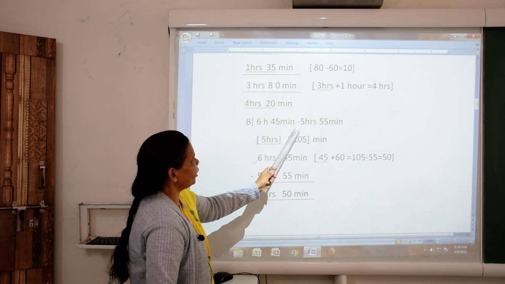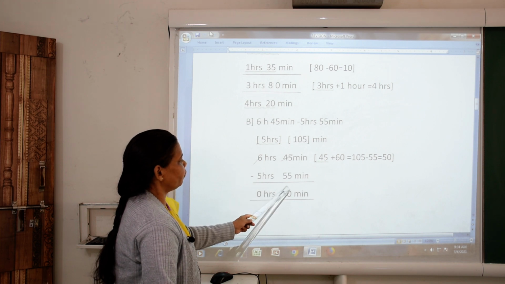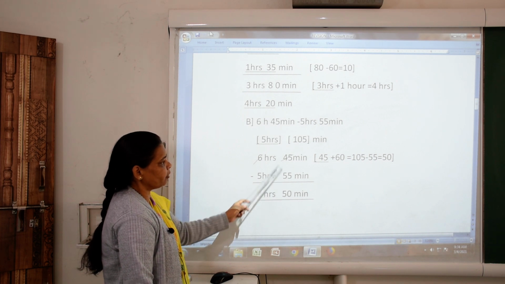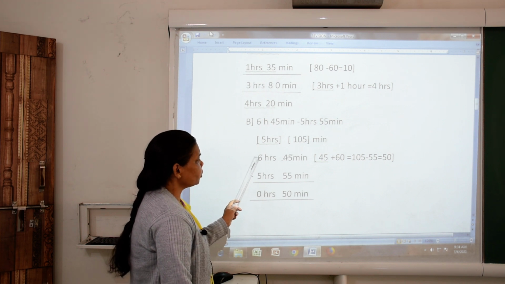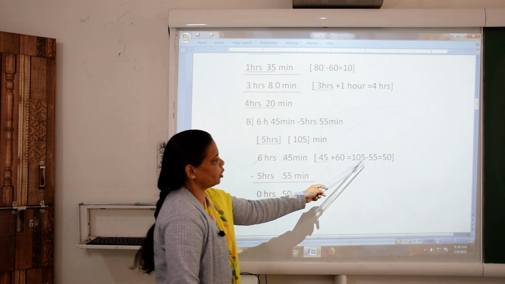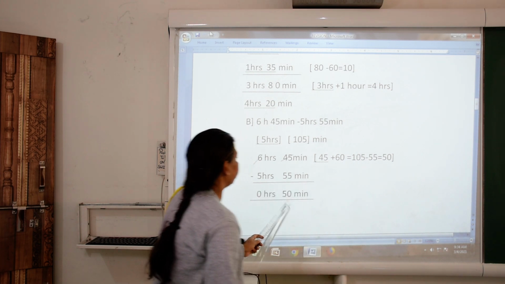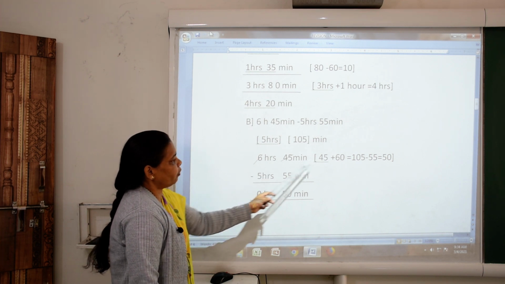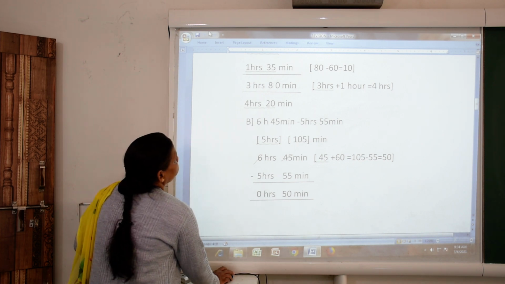Subtraction: 6 hours 45 minutes minus 5 hours 55 minutes. When you subtract, 55 cannot be subtracted from 45. So you have to borrow 1 hour from here, which is 60 minutes. So 45 plus 60 is equal to 105. When you subtract 55 from 105, you will get 50 minutes, and here 5 hours minus 5 hours is 0. So the answer is 50 minutes.